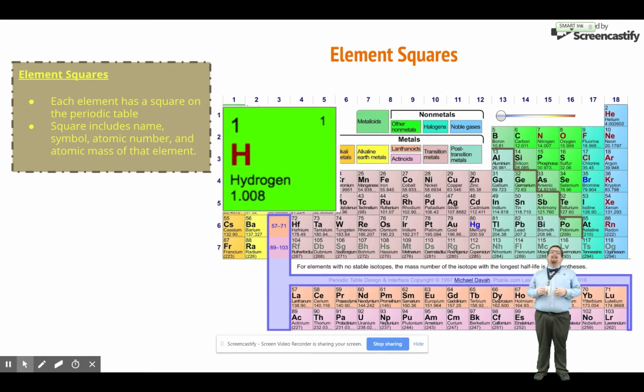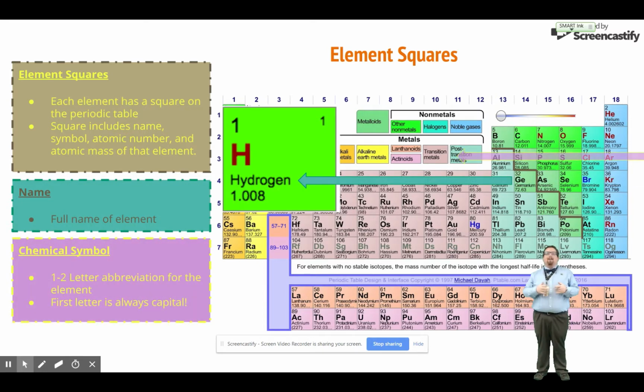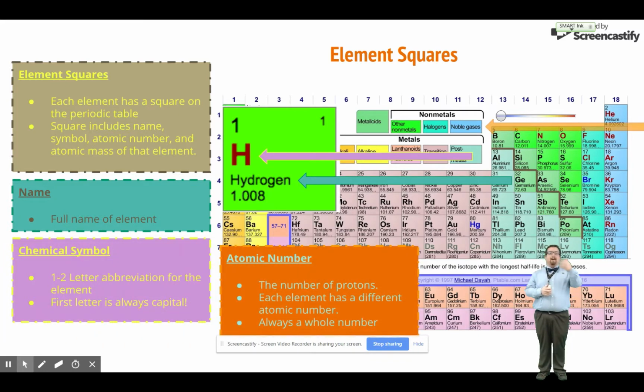So let's zoom in on the element hydrogen here. You'll notice that the full name of the element is written here on the square. There's also a letter, which is called the chemical symbol. A chemical symbol is just an abbreviation of the element's name. The symbol is always 1 to 2 letters long, and the first letter is always capital, while the second letter is always lowercase.